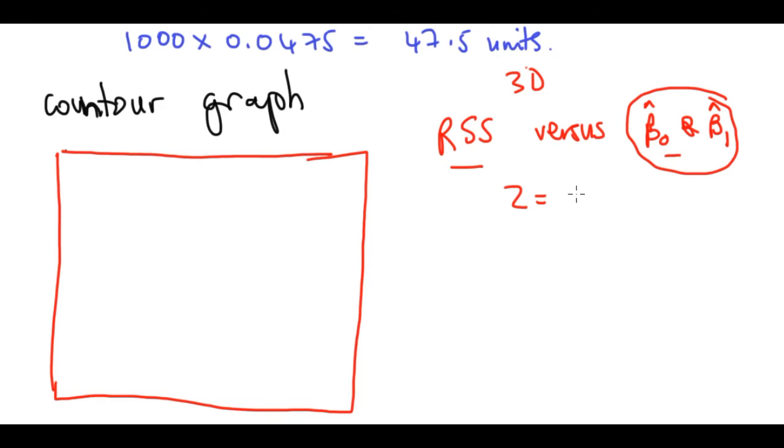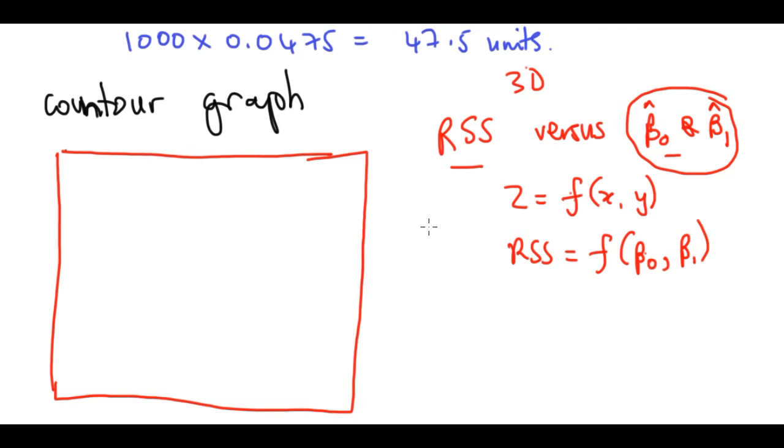Now this is going to be RSS versus beta naught and beta 1, so it's going to be a 3D graph, like Z equal to some function of X and Y. Here our RSS is a function of beta naught and beta 1. But let's pretend we are looking at it from the top, like an area of view. So we are going to get circles that connect values.